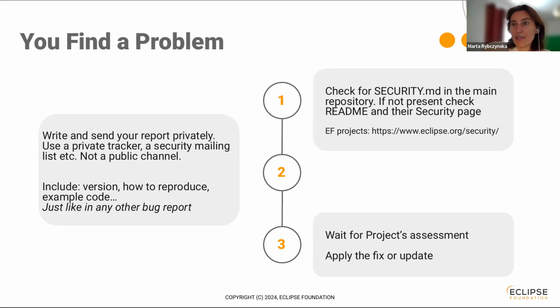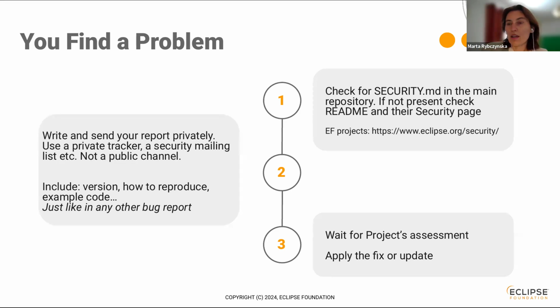So if they have a SECURITY.md, you already have the information. If they don't, you may have a look at the README if they have one, or have a look at the security page of the project. For Eclipse Foundation projects, if you can't find anything, you go to the eclipse.org security page and you will find the information on how to do it if the project doesn't have any specific information.